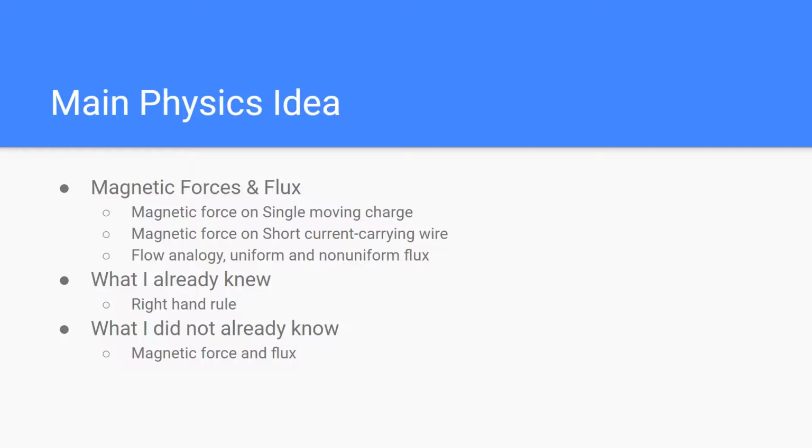Reading week 9. This week's main physics idea was the topic of magnetic forces and flux. We looked at how a magnetic force on a single moving charge can be calculated using the equation F_B on Q equals Q, which is the charge, times velocity, cross product with the B field, which is magnetic field. And the direction can be determined using the right-hand rule, or the direction of the cross product of velocity and B field.